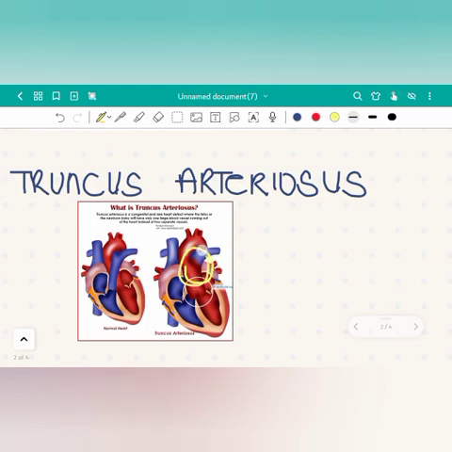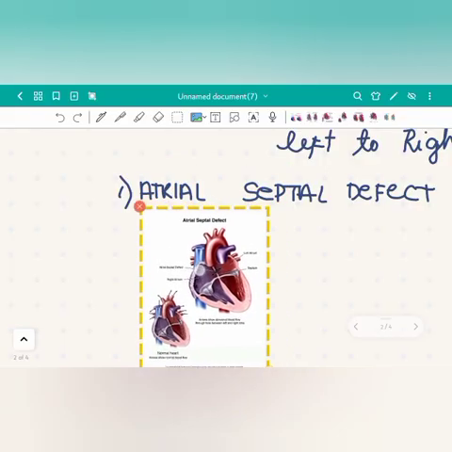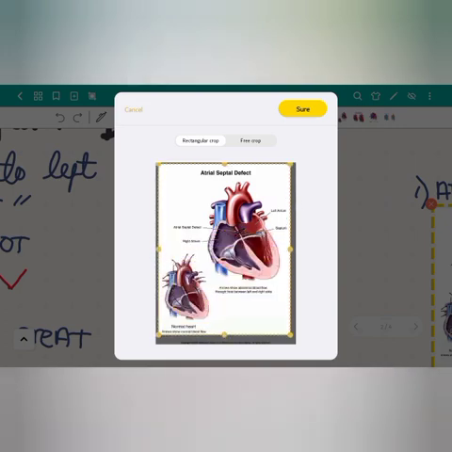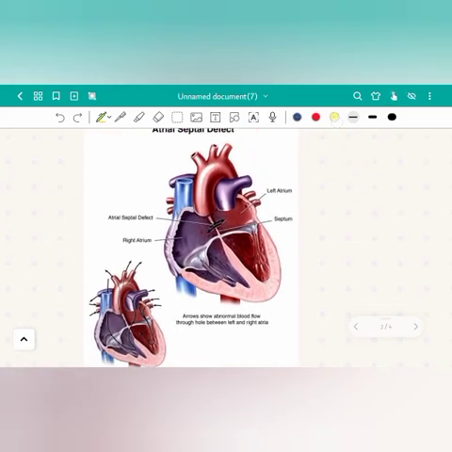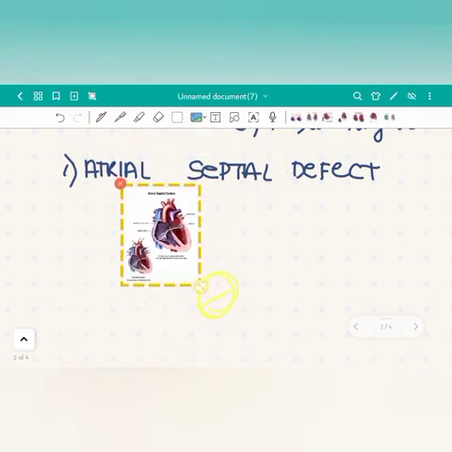So now we're going to proceed with the acyanotic type, which is from left to right. So we will start with the first defect, which is the atrial septal defect. So when we say the word septal or septum, it is the opening. Opening means opening. Okay? Huwag natin kakalimutan yun. So atrial means from the atrium, there is an opening. Here, as you can see, there is an opening between the two atria, the left and right atria.